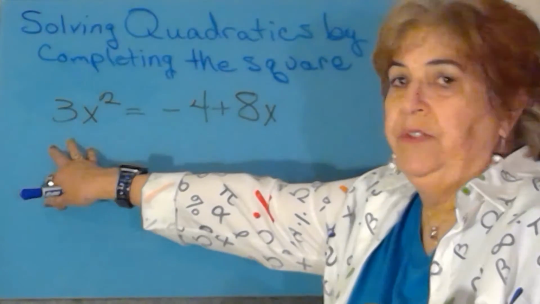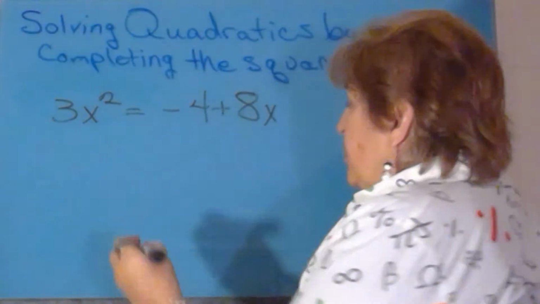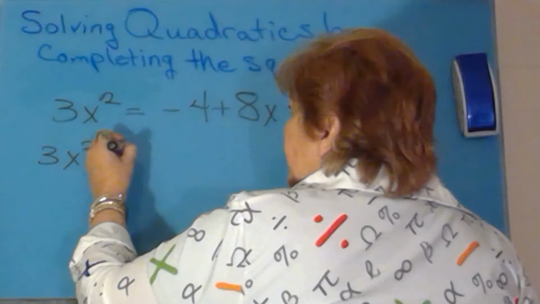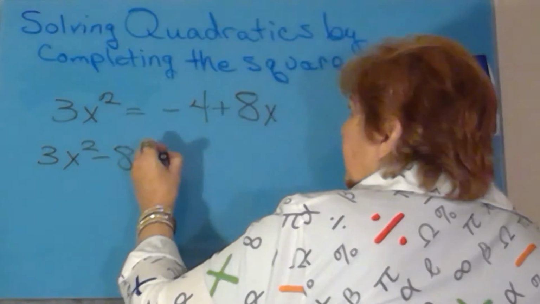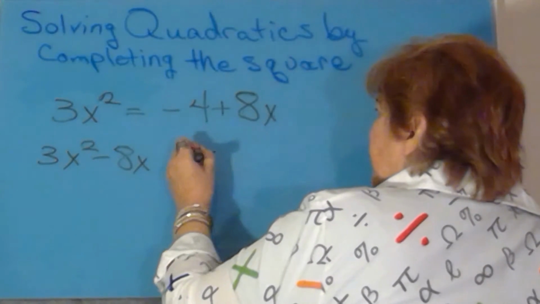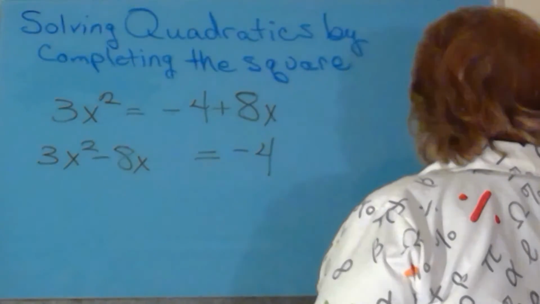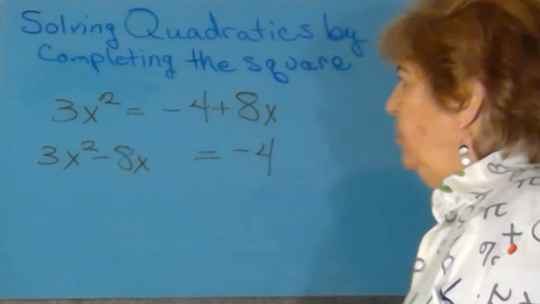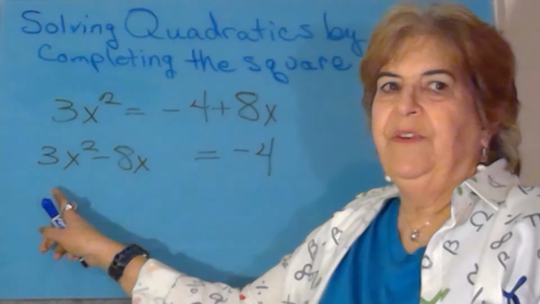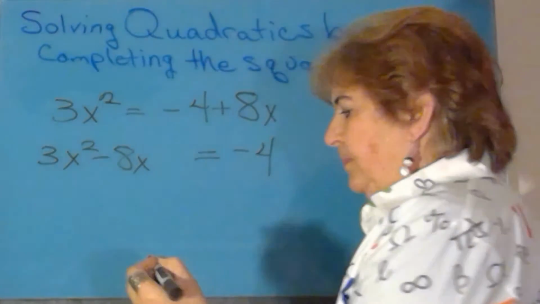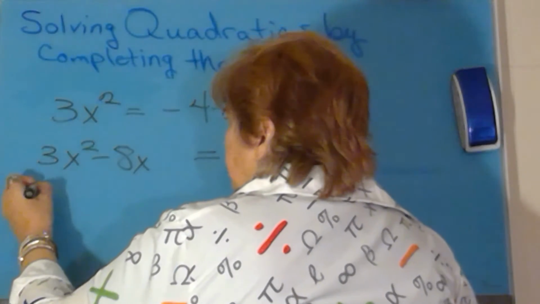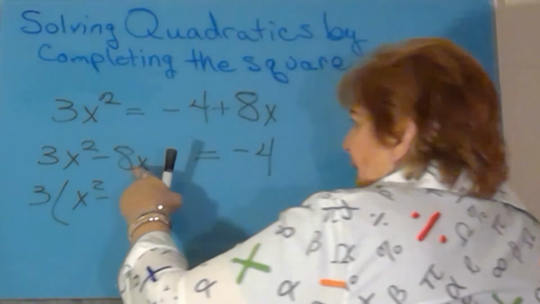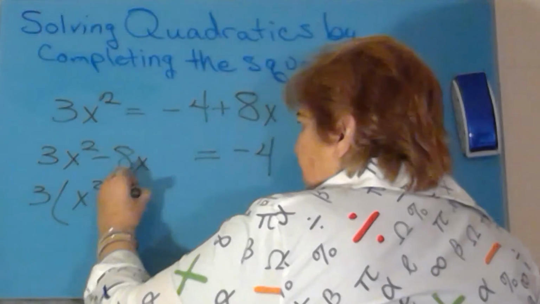We need to take the x over to the left this time. So that's going to give us 3x squared minus 8x equals a negative 4. Okay, so what do we have to do? Well, we have to factor out the 3. Eight divided by 3 is 8/3.